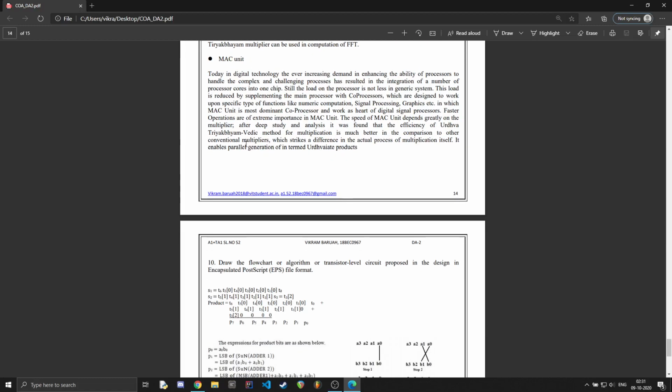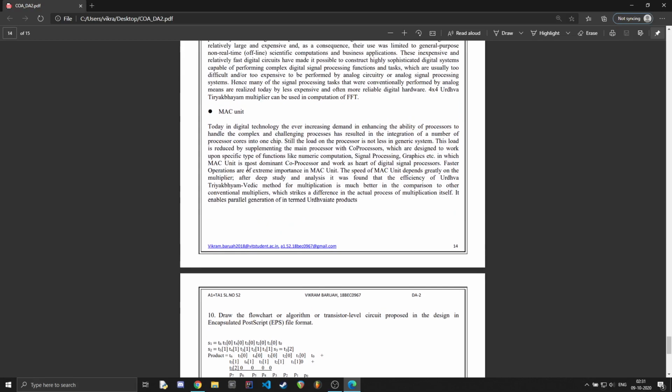So in the MAC unit, it enables the parallel generation of interim or wire products. So that is why it is significant for MAC unit processing as well.